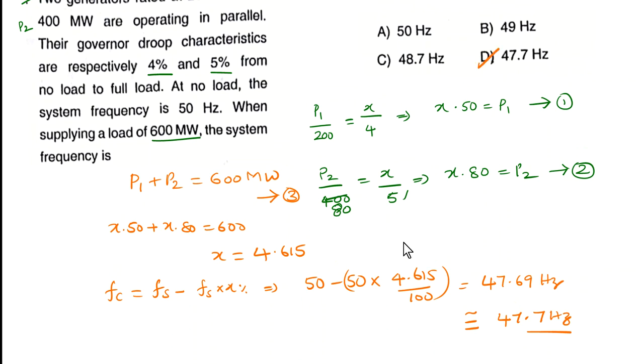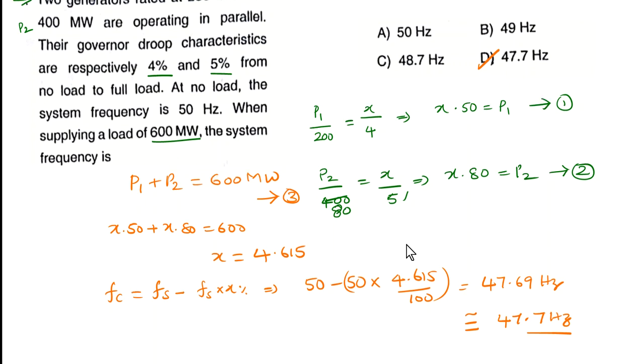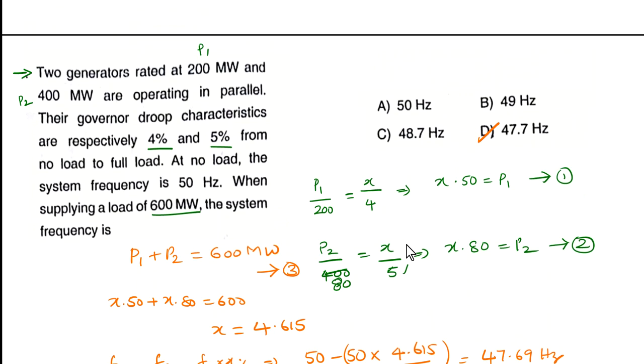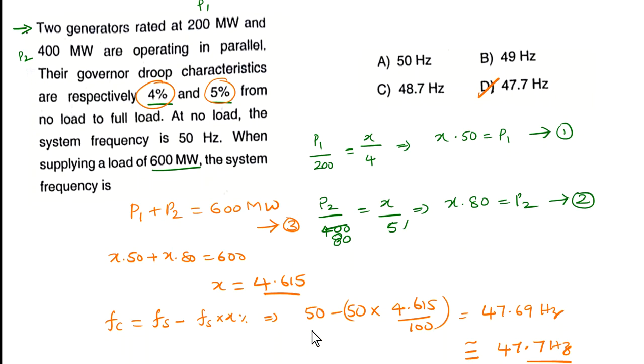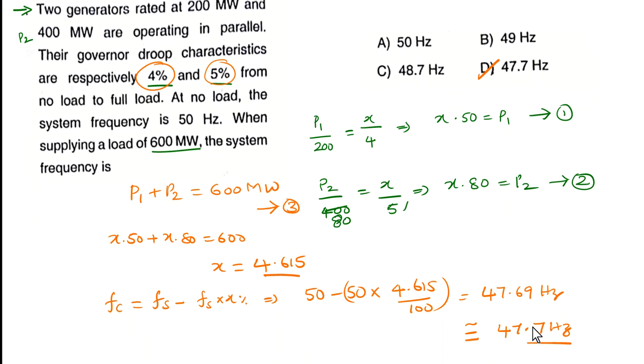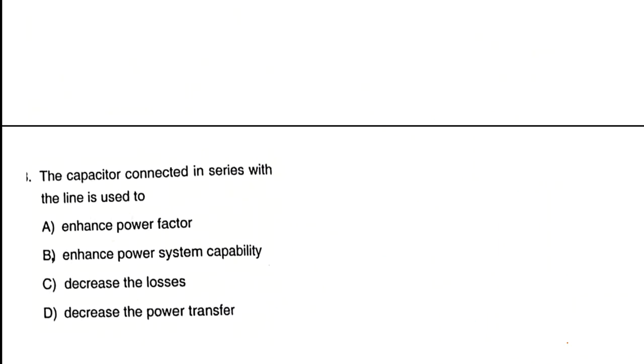That means, if there are two parallel operating generators individually having 4% and 5% drooping characteristics, when they are combined together they will have a drooping characteristic of 4.615. Because of this there is a change in frequency. How much frequency do we have here? 47.7 hertz. So this is the change in frequency here.